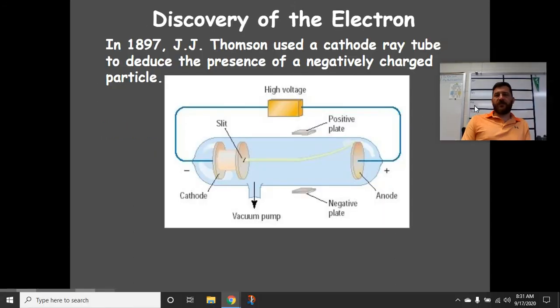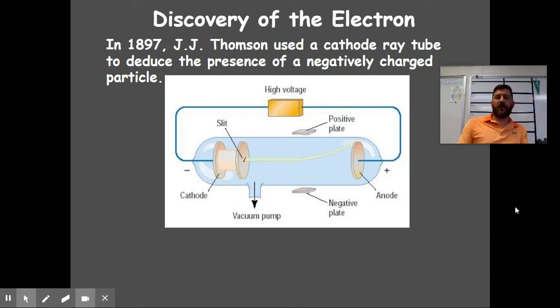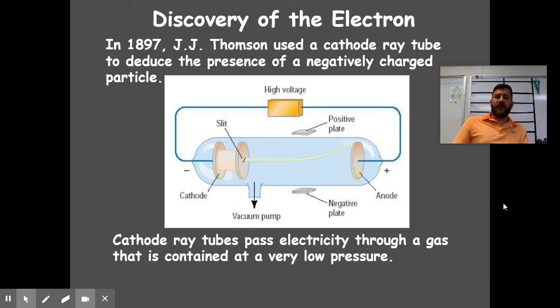So J.J. Thomson used a cathode ray tube to discover the electron. Electrons are your negatively charged particles. They float around the nucleus of the atom. They are not actually in the nucleus. So this is kind of what he did. We're not going to spend a whole lot of time on it. Just know that Thomson gets credit for the electron, and electrons are negatively charged.